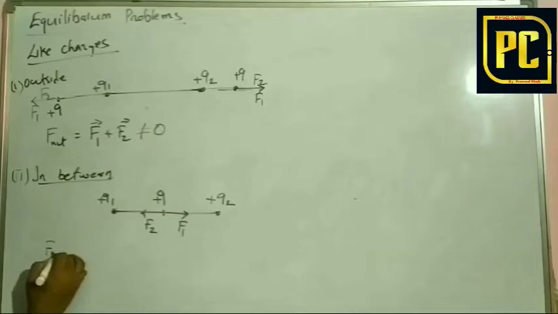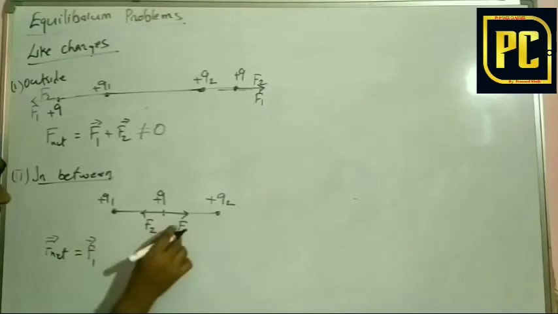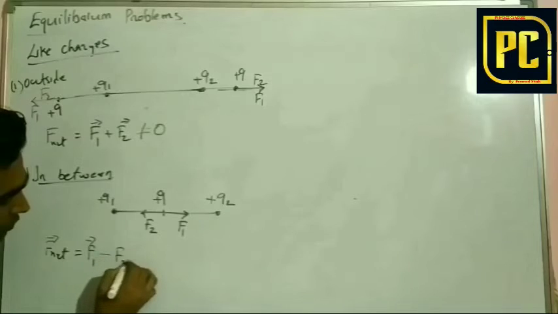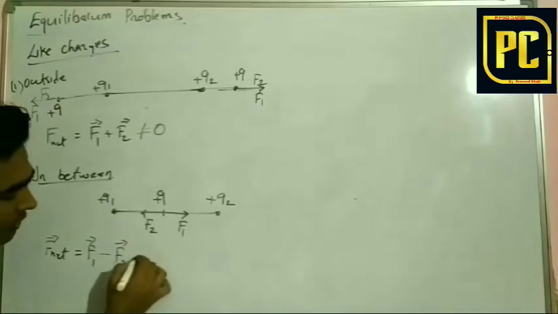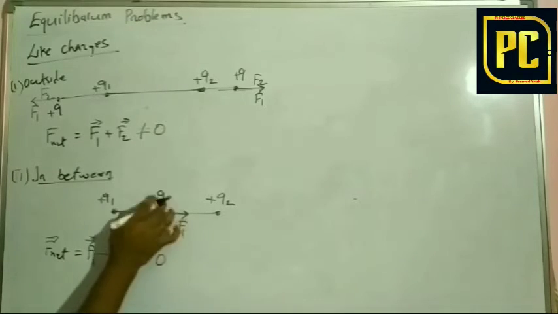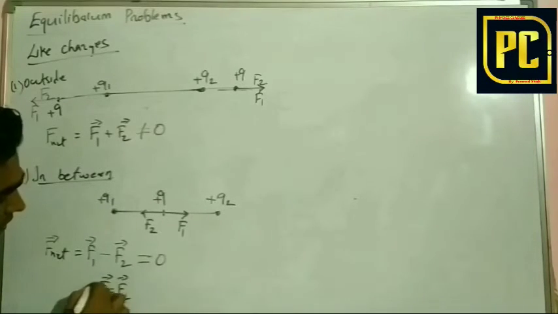So F net must be equal to F1. If I take F1 to be positive, I have to take F2 to be negative. So there is at least some chance that this force will be 0. Some chances are there that these two will cancel each other. So the net force on this will be 0, and the condition will be F1 must be equal to F2. This is the condition.